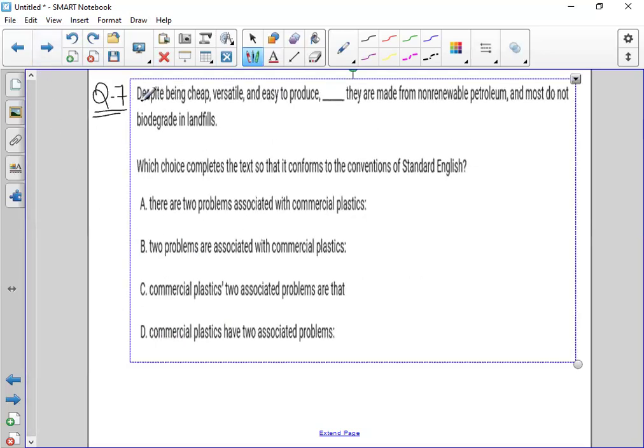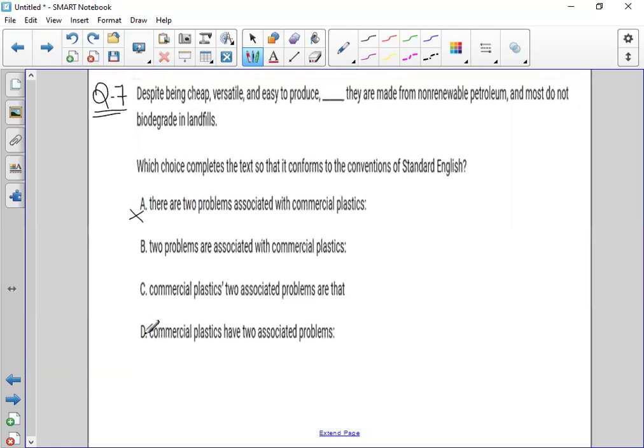Seventh one, despite being cheap, versatile, and easy to produce, comma, then there is a blank. So whatever is there in the blank, it has to be cheap, versatile, and easy to produce. So we can see option A, there are two problems. So it is wrong. We are talking about something that should be cheap, versatile, and easy to produce.